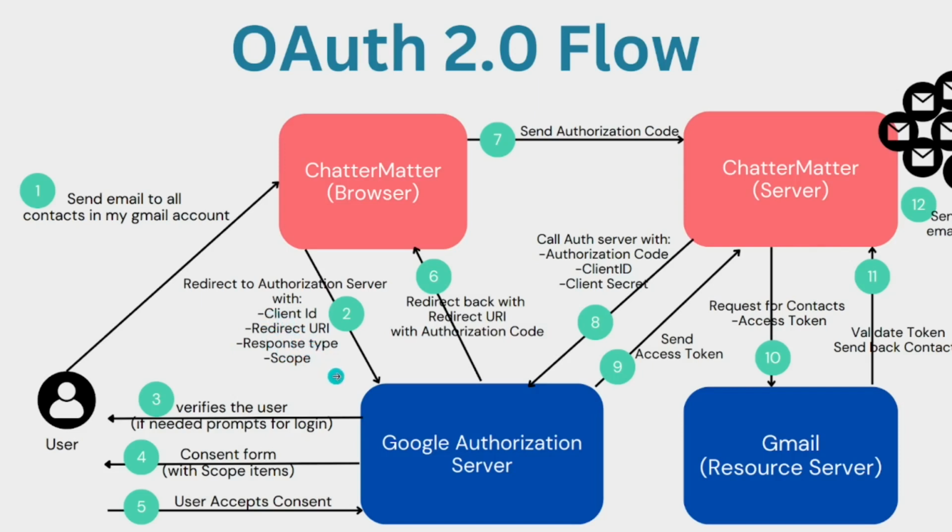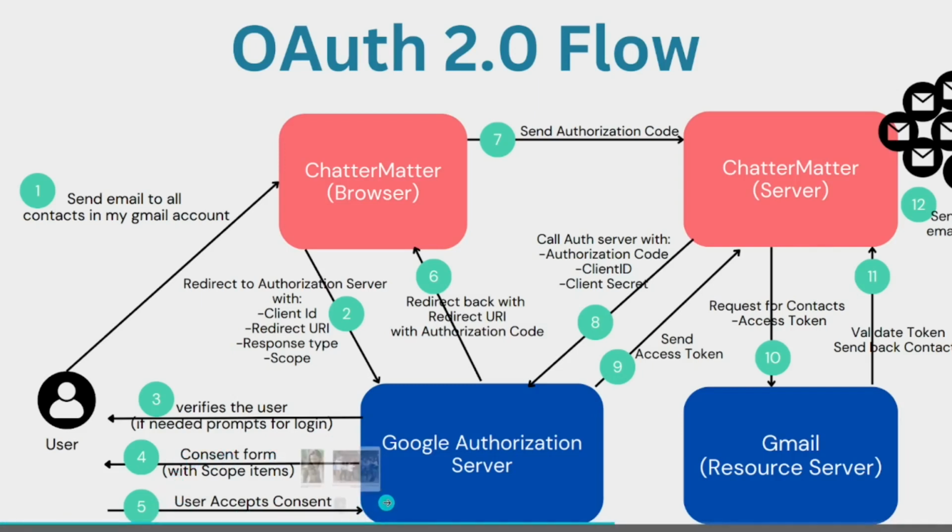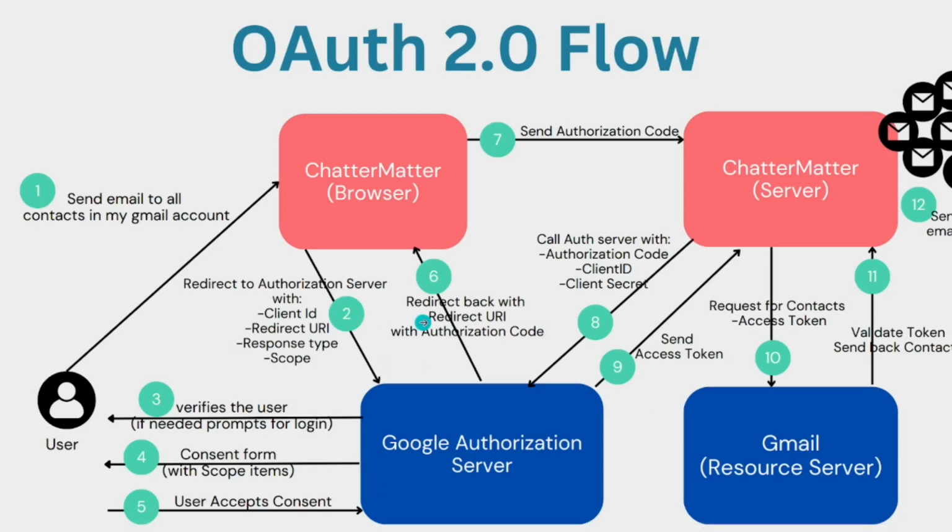Now, due to the redirection, the browser is now showing Google's pages, which will verify the user and, if needed, prompt the user for login. It will then show a consent form asking the user to explicitly give or deny permissions. Once the user accepts the consent, Google's authorization server redirects back to the redirect URL. The redirect URL was sent in the initial redirection from Chattermatter. This callback or redirection will send something called an authorization code. Authorization code is a short-lived code which can be later exchanged for an access token.